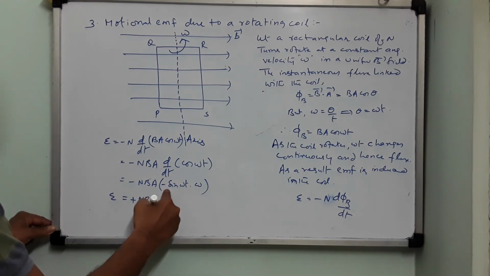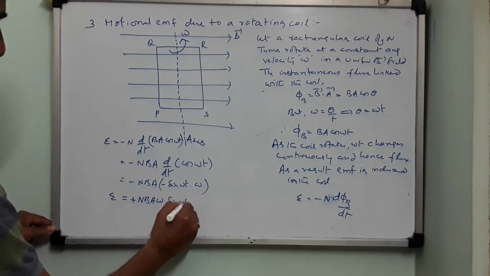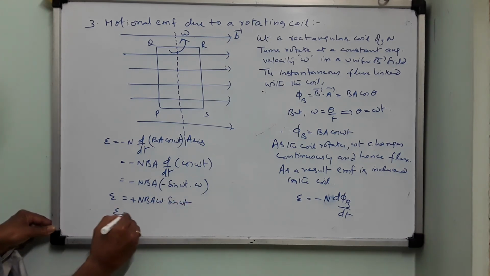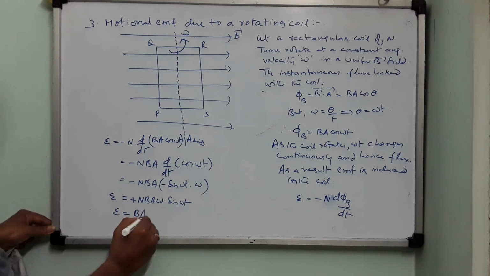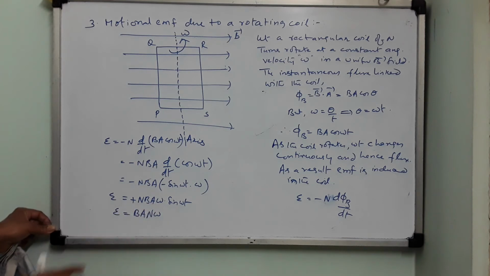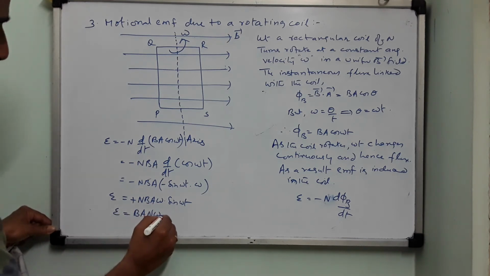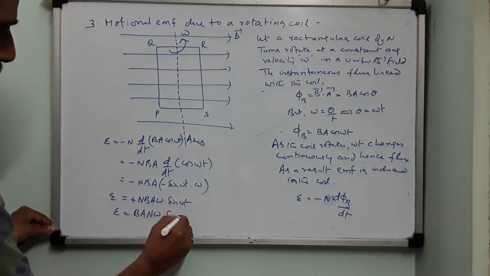And this omega is the product of this one, so taken out into sin omega t. I remember it for my convenience: nBA omega. The same thing only, rearranging: nBA omega into sin omega t.